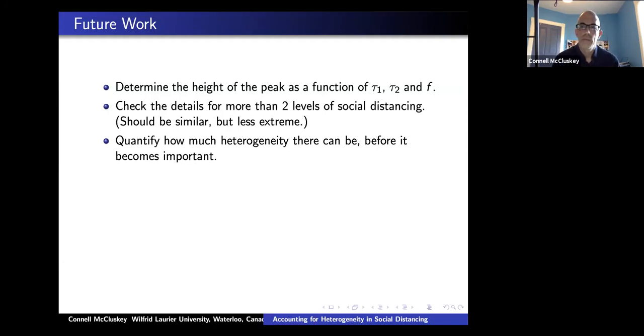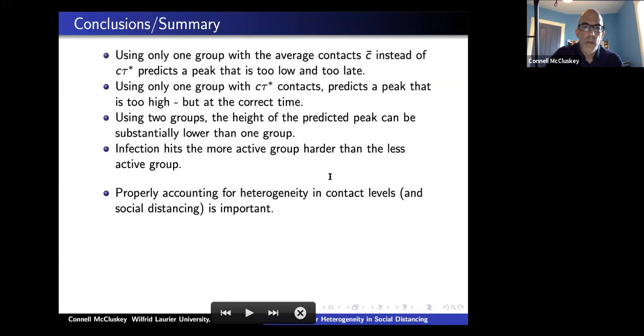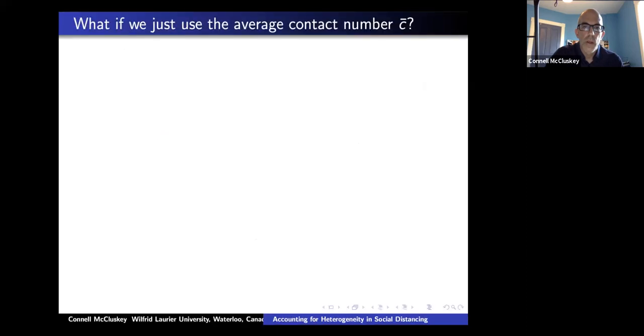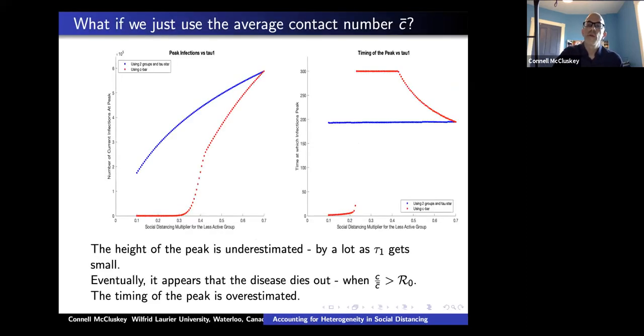So Connell, I understand that you looked only at two groups, but do you have qualitatively an idea what happens when the number of groups grows? Yeah, so if we look at the graph here, and ignore the red. The red is what you get when you do something wrong.